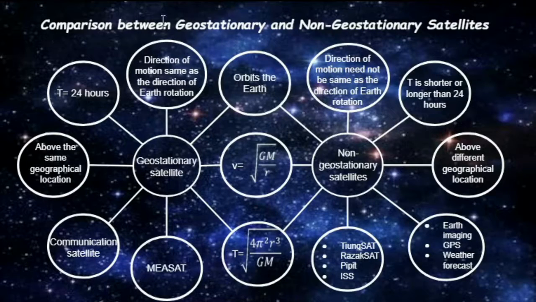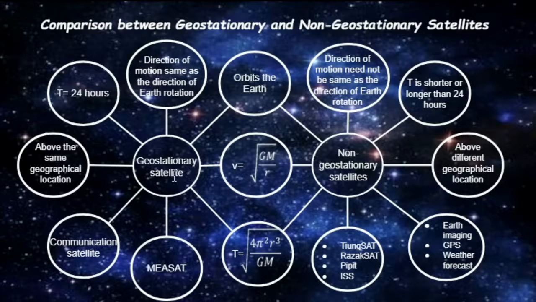Now we will see the comparison between geostationary and non-geostationary satellites. Geostationary satellite, its direction of motion is the same as the direction of the Earth's rotation. But the non-geostationary satellite, its direction of motion is not the same as the direction of the Earth's rotation. Geostationary satellite, its orbital period is 24 hours. Non-geostationary satellite, its orbital period is shorter or longer than 24 hours. Geostationary satellite is above the same geographical location, and the non-geostationary satellite is above different geographical locations.